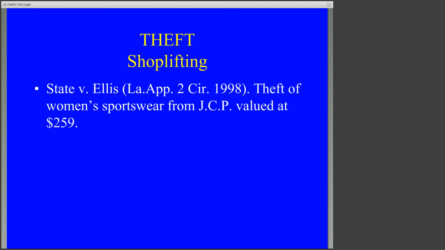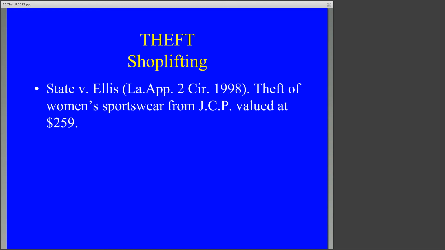Yelling at the first officer who was attempting to calm her and direct her to the store offices, Ms. Ellis insisted, "You have nothing on me. I'm not going to jail." Guess what, folks? She went to jail because this is theft under 1467.